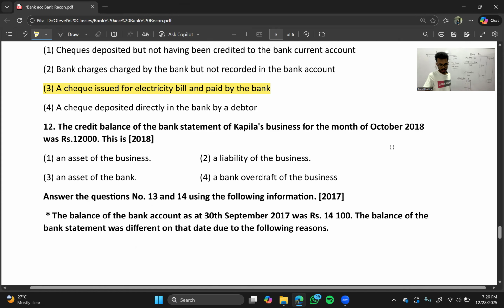So what is that? The business has got a credit balance of 12,000 in the bank statement. So that becomes an asset to the business, of a bank account balance, right? It becomes an asset to the business, not to the bank. It's a liability to the bank. It's an asset to the business. Right? It's a liability to the bank. It's an asset to the business.